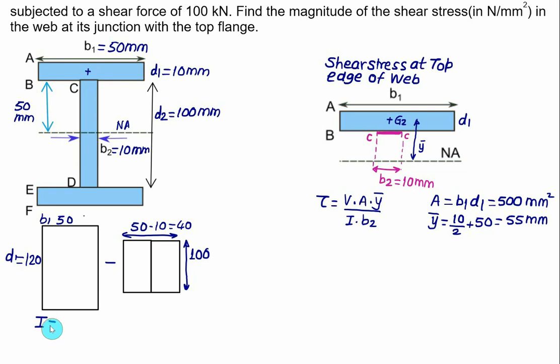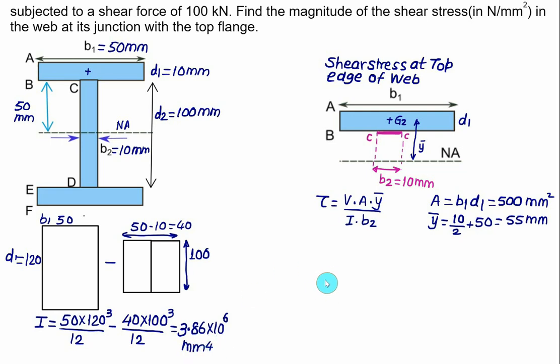Moment of inertia of a symmetrical I section is equal to the moment of inertia of the larger rectangle, which is 50 multiplied by 120 cube divided by 12, minus the moment of inertia of this rectangle, which has a width equal to 40 and depth equal to 100, cube of it, divided by 12. In this fashion, we can very quickly calculate the moment of inertia of the symmetrical I section. This value comes out to be 3.86 into 10 to the power 6 mm to the power 4.